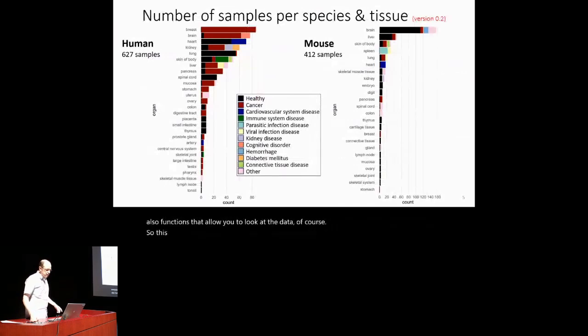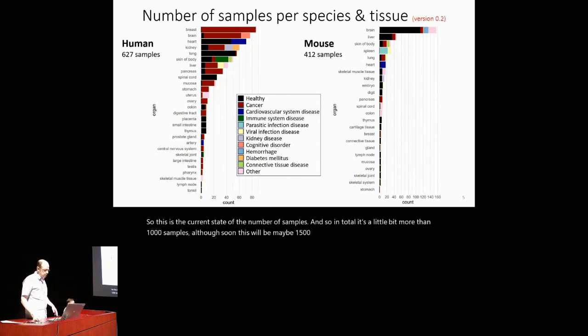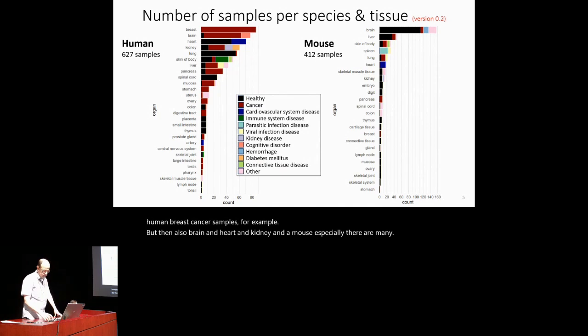So this is the current state of the number of samples. In total, it's a little bit more than 1,000 samples, although soon this will be maybe 1,500 samples. And there's about 600 for human, 400 for mouse. So here I'm showing the number of samples per tissue. And the color also indicates the condition, very roughly classified. So for example, you can see there are many human breast cancer samples, but then also brain and heart and kidney. And in mouse especially, there are many brain samples.